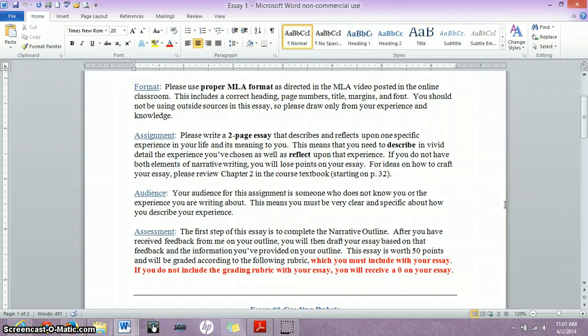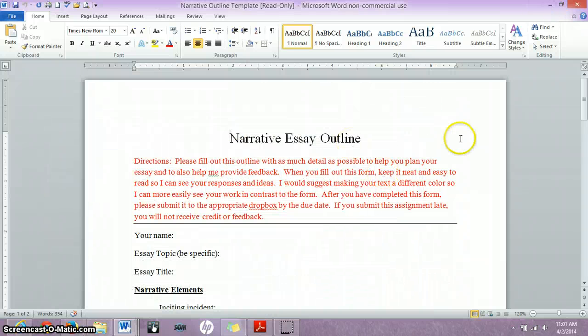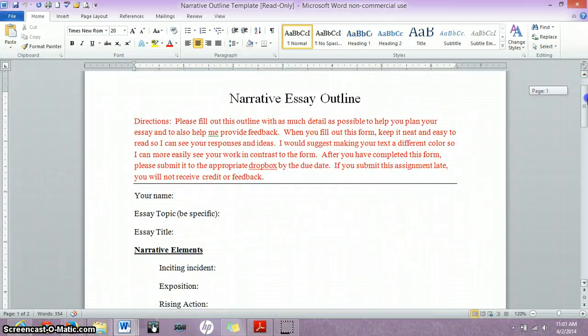All right, so the assessment for this essay is kind of a 2-part thing. The first week you're going to be working on your outline, and then the second week you're going to be turning in your final draft based on that outline. So let's look at that outline really fast. So here's the narrative essay outline that I expect you to fill out and then turn in by Sunday of the first week.